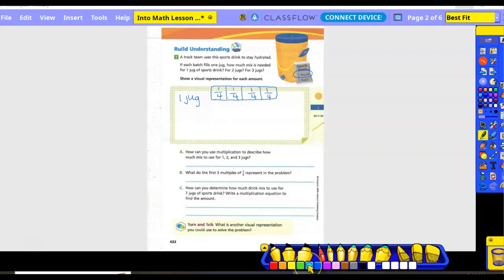So 1 jug would just need 1 section, right? Okay, what about 2 jugs? 2 sections, right? And then what about the 3rd jug? 3 sections.